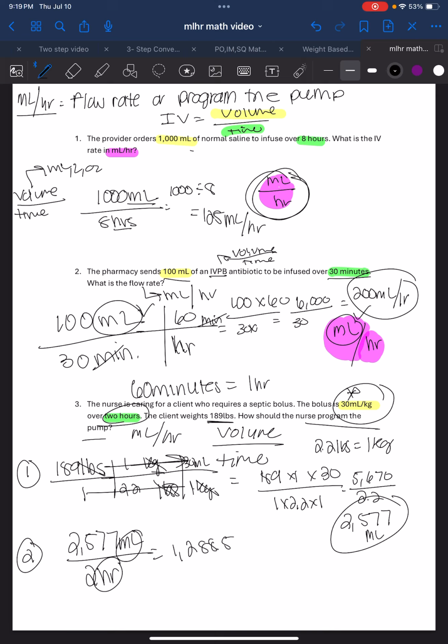You should get 1,288.5. You should know that anything IV cannot be in decimals. We cannot use decimals to program our pump, so everything has to be a whole number. Because this is a 5, it tells us to round up to 9. Your answer should be 1,289 mLs per hour.